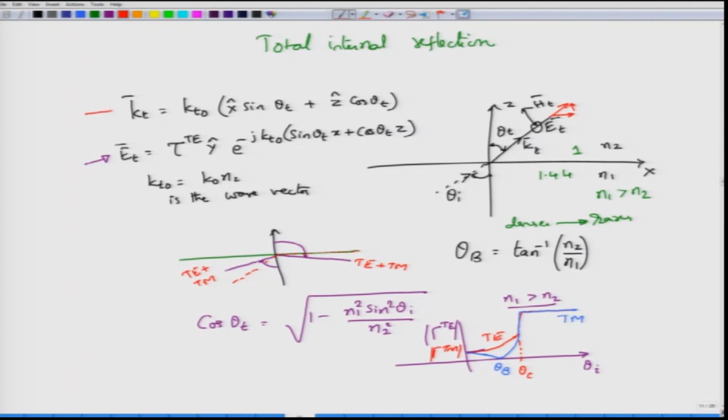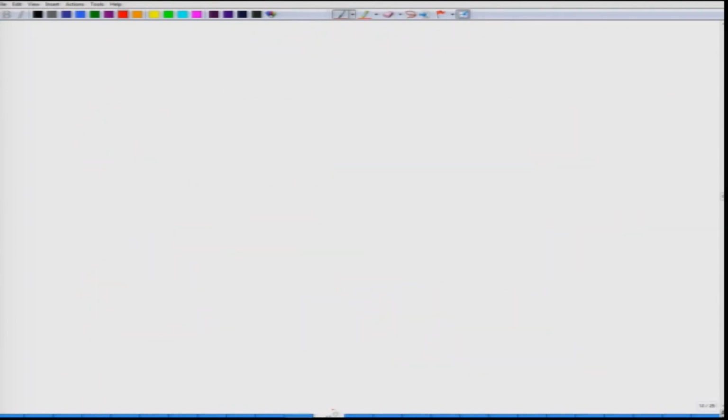So, this expression I hope you know, and of course, this expression for k_t0, which is the magnitude of the wave vector in the second medium, will be equal to k_0 times n_2. Now, go back to this expression of cos theta_t and substitute that expression into the electric field expression. I am going to do that in this next slide.